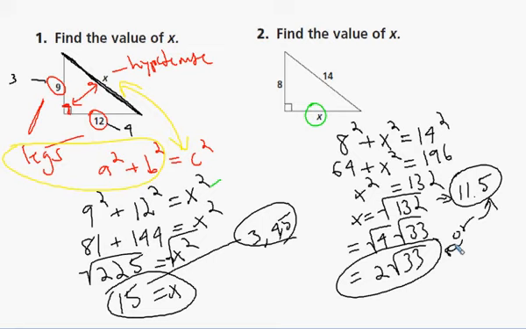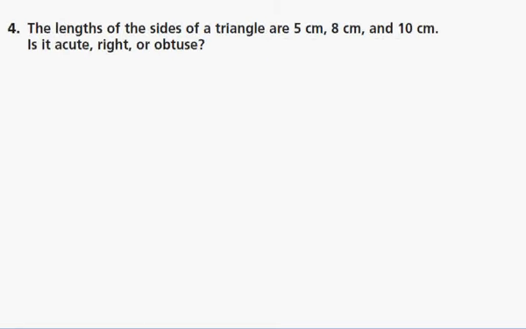Our last problem that we're going to look at gives us the lengths of the sides of a triangle and asks, is it acute, right, or obtuse? To test this, we're going to plug these values into the Pythagorean theorem, with the longest one being our hypotenuse.